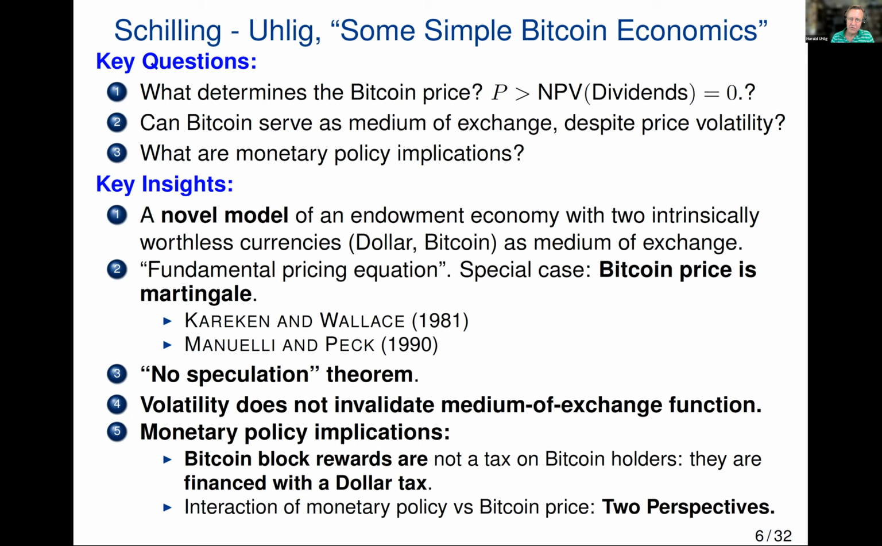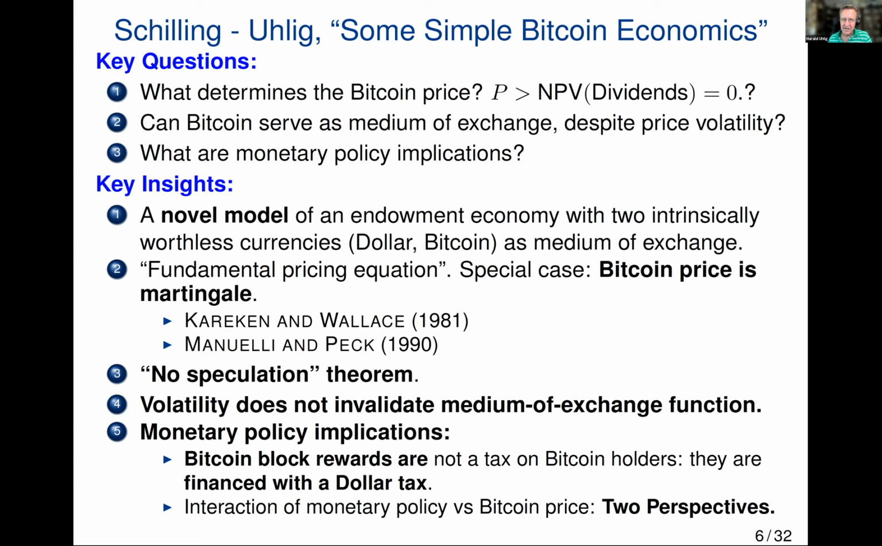So in the paper, we give you a new model of an endowment economy with two intrinsically worthless currencies used as medium of exchange. I'm going to tell you what's kind of new about this compared to maybe some of the other models out there and why we think that's useful. And then from that, we first rediscover what we call a fundamental pricing equation. The special case of that is that the Bitcoin price is a martingale.